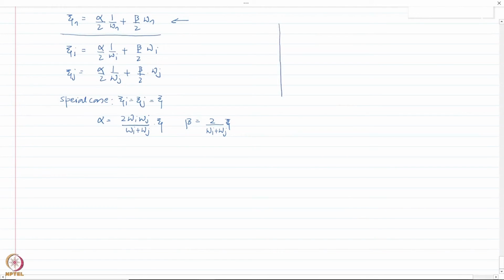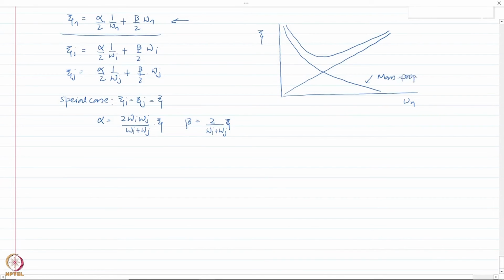Okay, now if you look at the variation for the Rayleigh damping, remember for mass proportional damping it was varying like this. For the stiffness proportional damping it was varying like this. For Rayleigh damping, it is basically the sum of both damping mechanisms. It actually varies like this. So this is mass proportional, and this is stiffness proportional, and this is Rayleigh damping.